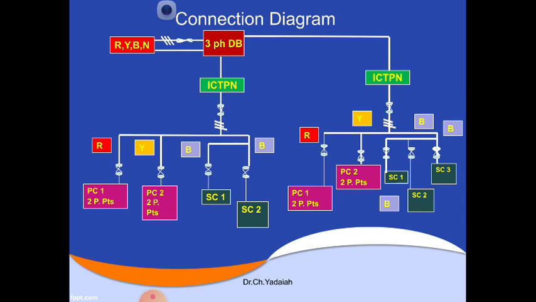Based on the number of circuits, we have calculated these circuits. Now, how are we going to calculate the current? Current can be calculated based on a formula. In the case of single phase, the current I is equal to power divided by V into cos phi, the power factor.